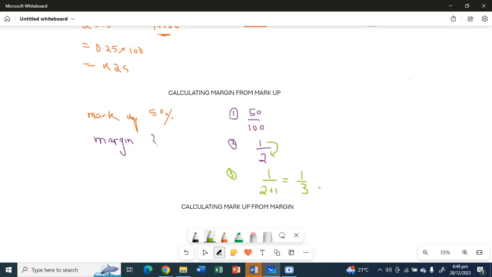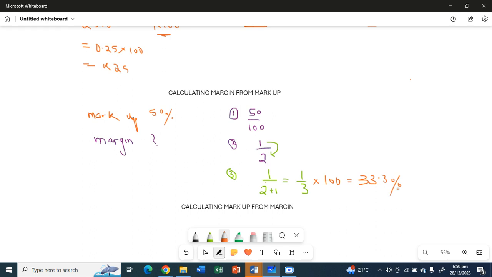All right. We can now convert it back into a percentage. So 1 over 3, to convert it into a percentage, let's say times 100. So let's convert it into a percentage. 100 divided by 3, that's 33.3%. So our margin is 33.3333%. You just leave it in two decimal places. So our margin is 33.3%.